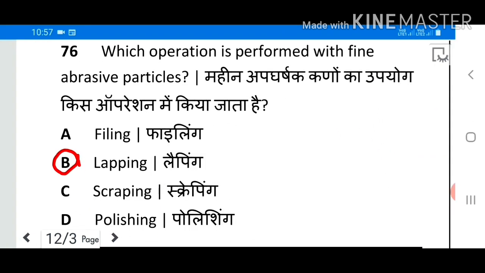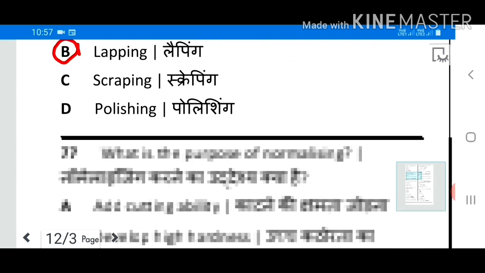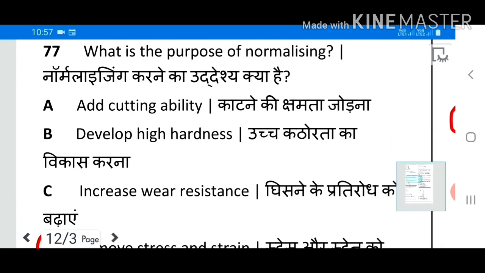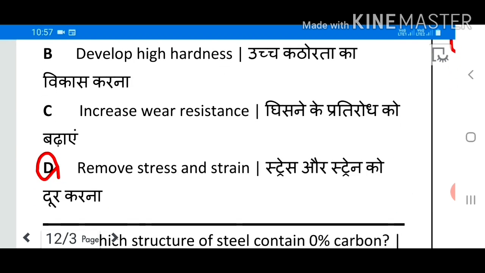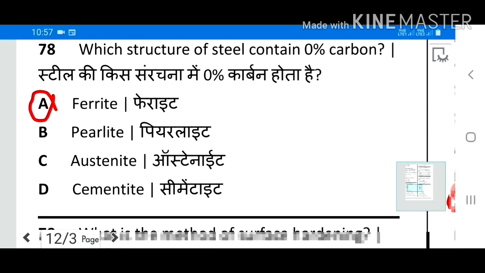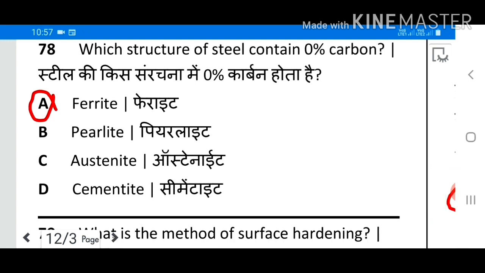76. Which operation is performed with fine abrasive particles? Answer B. Lapping. 77. What is the purpose of normalizing? Answer D. Remove stress and strain. 78. Which structure of steel contains 0% carbon? Answer A. Ferrite.